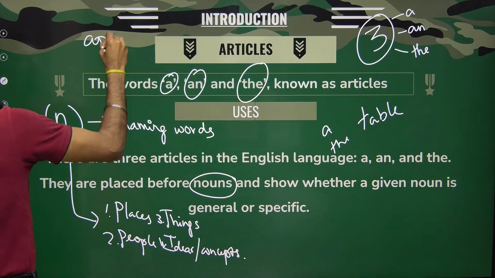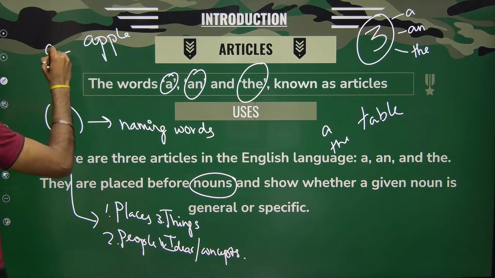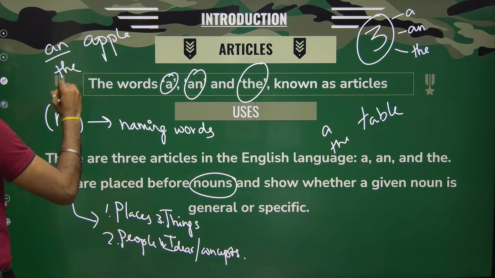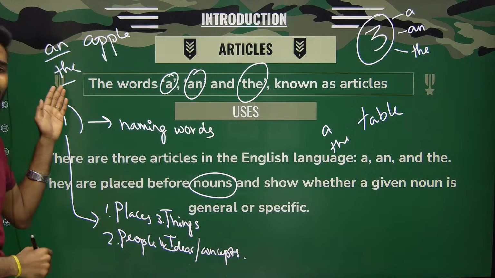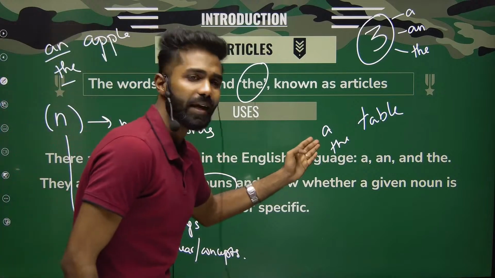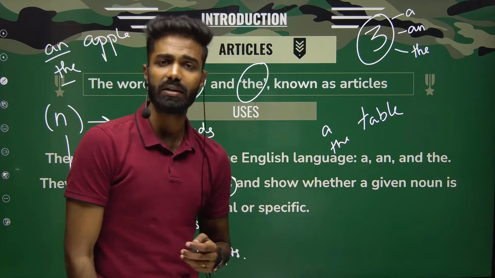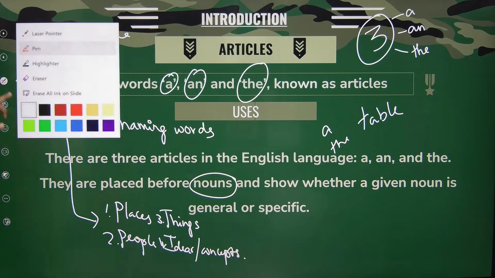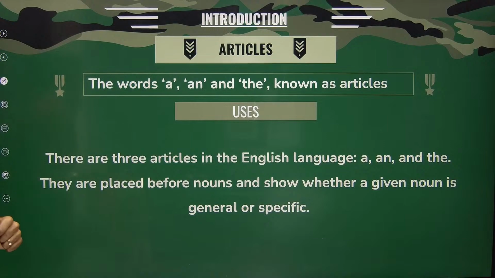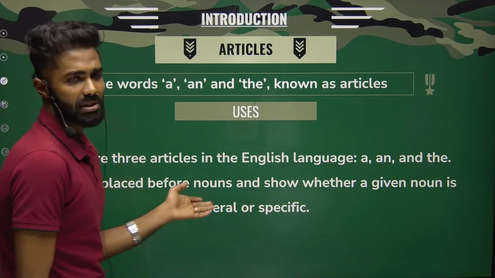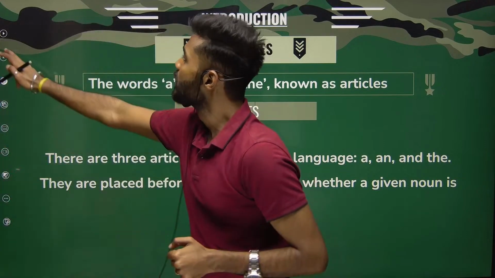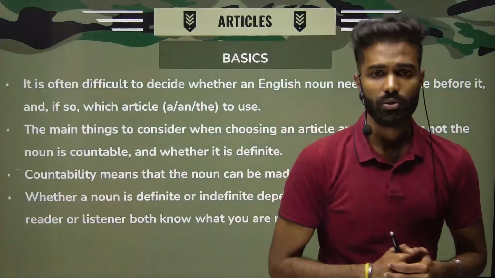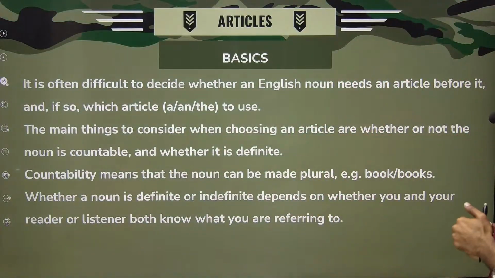Apple is my noun, right? So I can use an article like an apple, or also I can use the apple. So how to choose an or the, how to choose a or the, and where to omit an article, okay? So these are the cases we'll be dealing with today, right? Any doubt so far? I don't think there will be any doubt here, because it is very basic and simple as well. So yeah, let us get into the basics of articles.